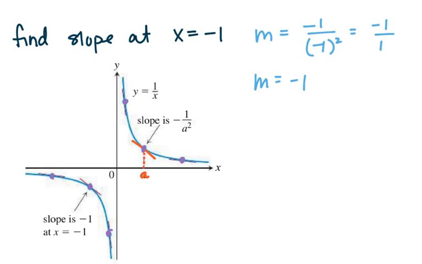So for any point, if I know what that x value is, I can plug that in, and using my slope formula, I can determine the slope there. And what you'll notice is that all these tangent lines have a different slope, right? Because the slope changes along that curve; the slope isn't constant. There's no constant rate of change on something that's curved. This isn't linear.